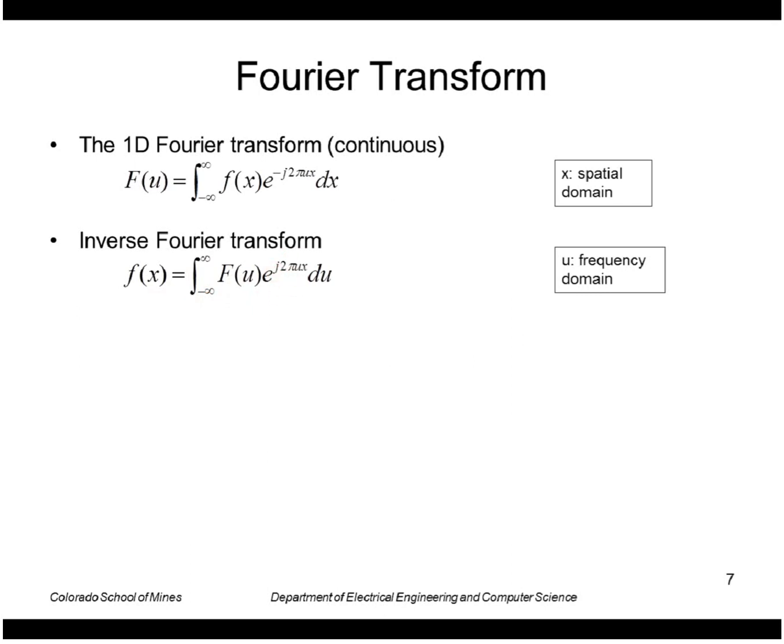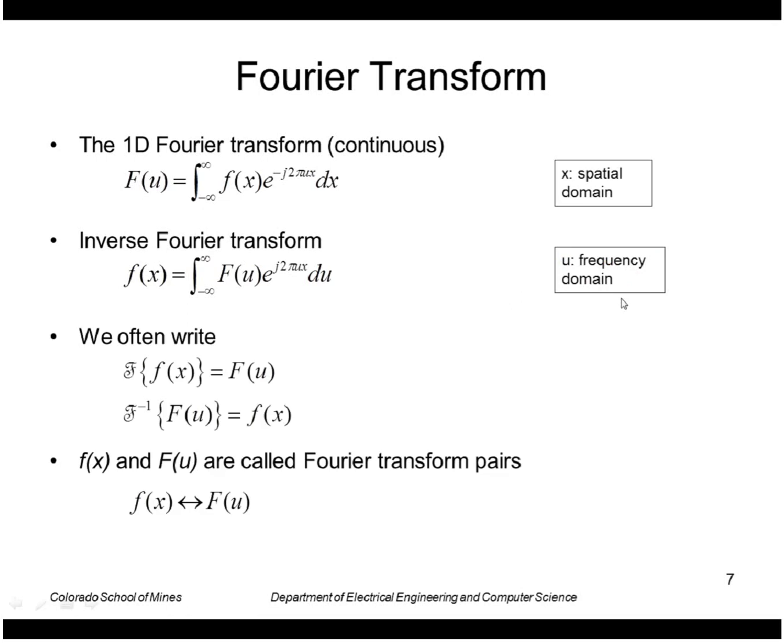So we can think of x as being a spatial domain because we're working with images, and u is a frequency domain, like a spatial frequency. We often write a script F to mean the Fourier transform operation here. So if we apply the Fourier transform to small f of x, we get capital F of u. Or if we take the inverse transform of capital F, we get small f. So these two functions are called Fourier transform pairs. If you know one, you can recover the other.